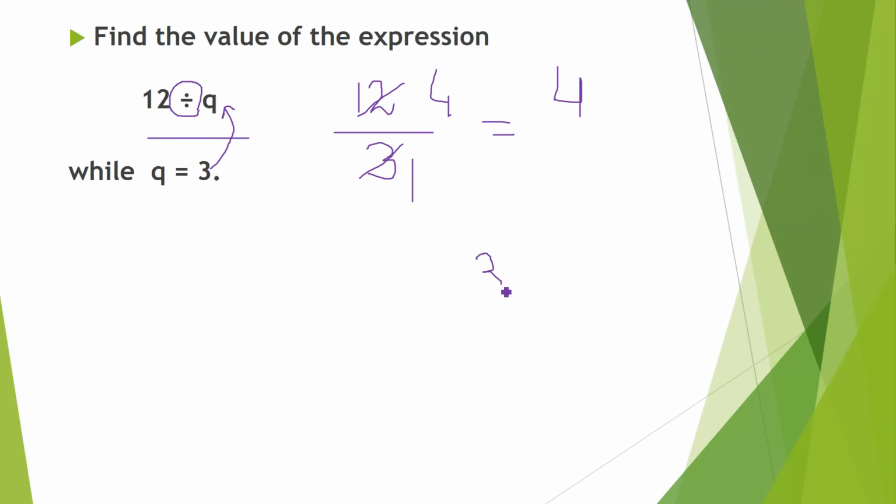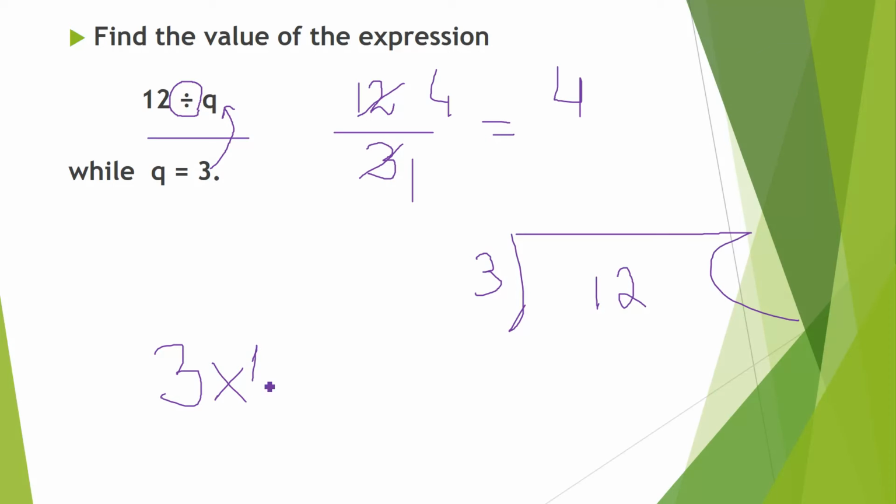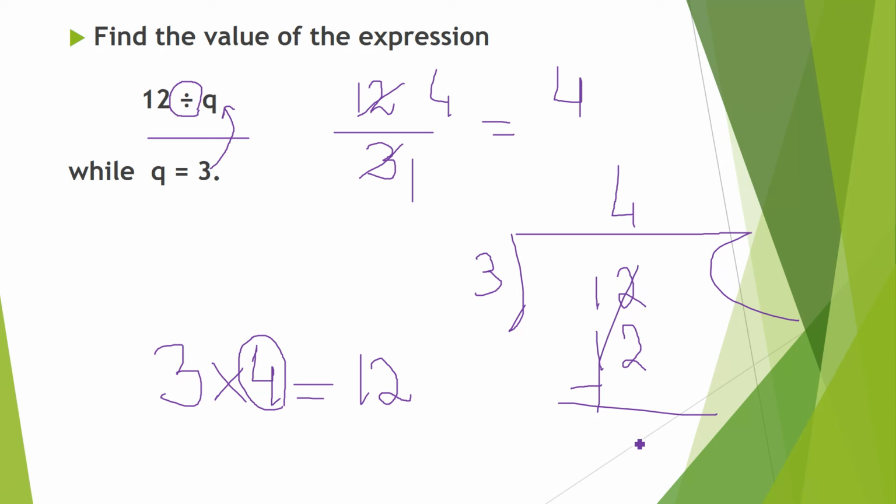If you want, you can use the other way, 3 and then divided by 12 like this. So you have to tell when you will get 12 in 3's table. 3 4 times 12. So what is in the middle? 4. So 4 will go in the quotient, and here we will write down 12. Then we have to subtract. It is cancel out and 0. So see, 4 is the answer.